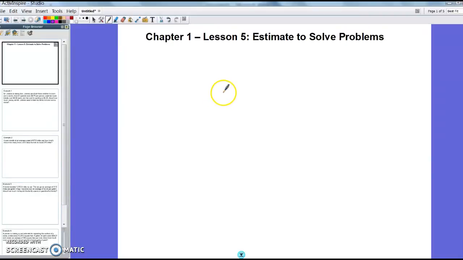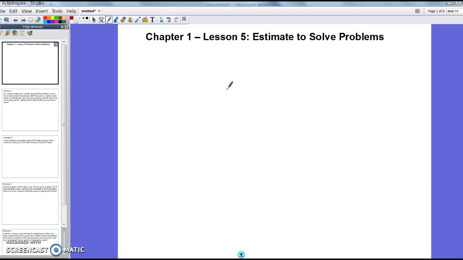Hey everyone, today we're going to talk about using estimation to solve problems. Oftentimes, especially on the Keystone exam, they will ask you to give an estimate. Or they'll say "about how much" or some wording like that. And that tells you that it's going to be an estimation problem. Estimation can make complex problems much easier.